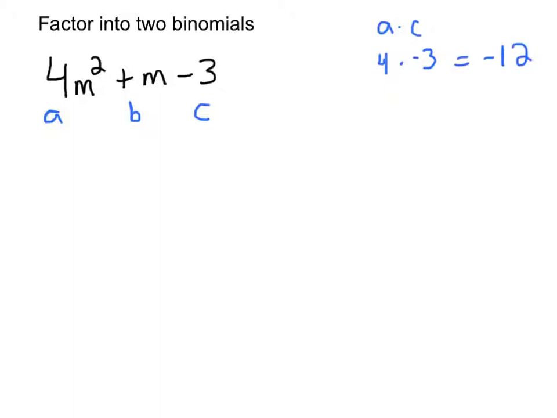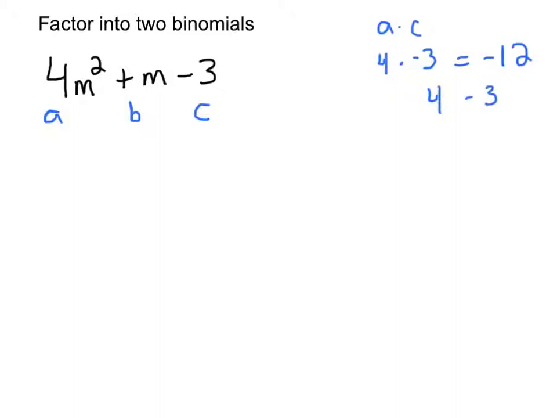Okay, so now we've got our negative 12 here. I'm going to try to determine what two numbers will multiply together to give me a negative 12, but when we add them together will give me a positive 1. So I've got to kind of go through, and you can do your guessing and checking to see if it will work. The answer that you should come up with should be a positive 4 and a negative 3.